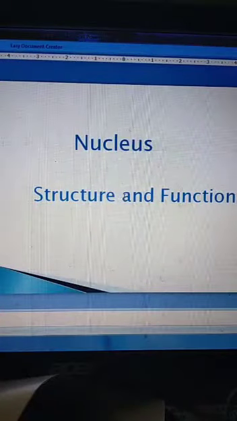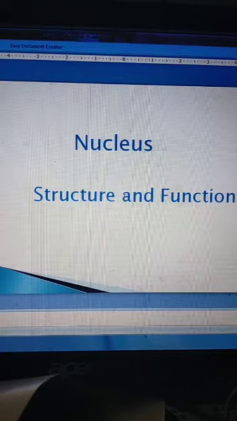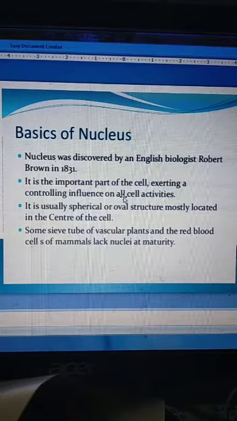Dear students, today we are going to study the nucleus, its structure and function. What is a nucleus? The nucleus is the formation center of the cell and is surrounded by a nuclear membrane in all eukaryotes. A cell normally contains only one nucleus.